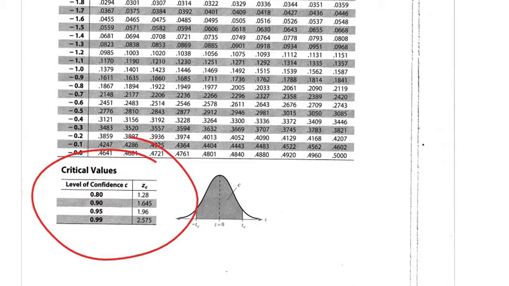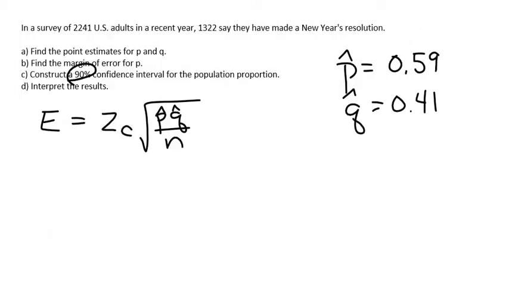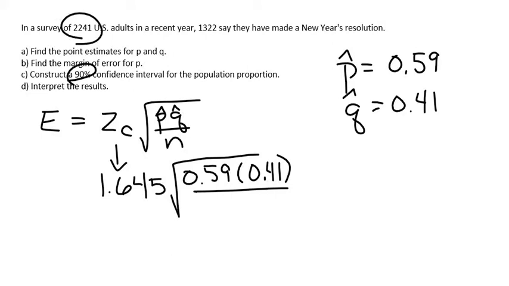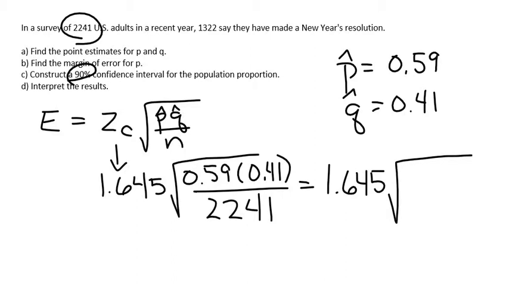So I'm looking at a confidence interval of 90% or 0.90, which is going to correspond with a Z value of 1.645. So again, that Z value is 1.645 times the square root of 0.59 times 0.41, all divided by N, which is again the number in our survey. 0.59 times 0.41 is 0.2419.